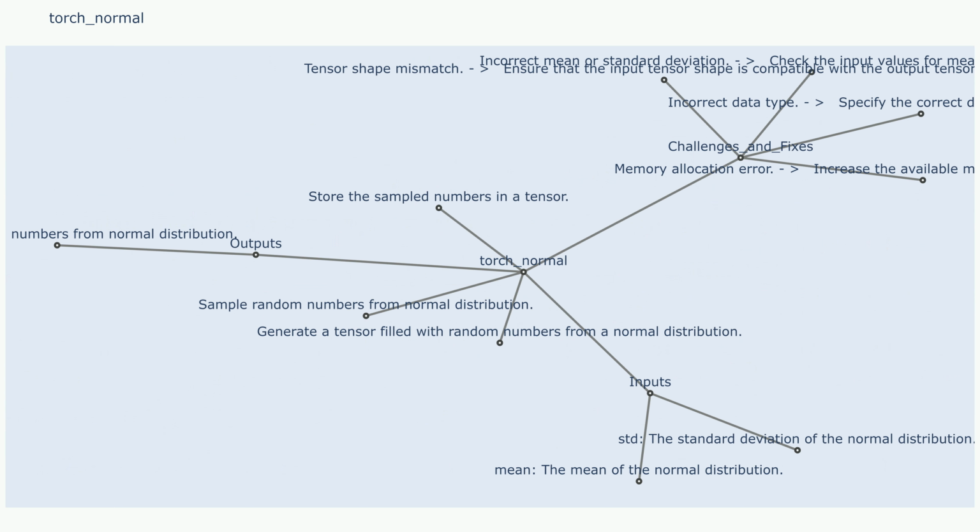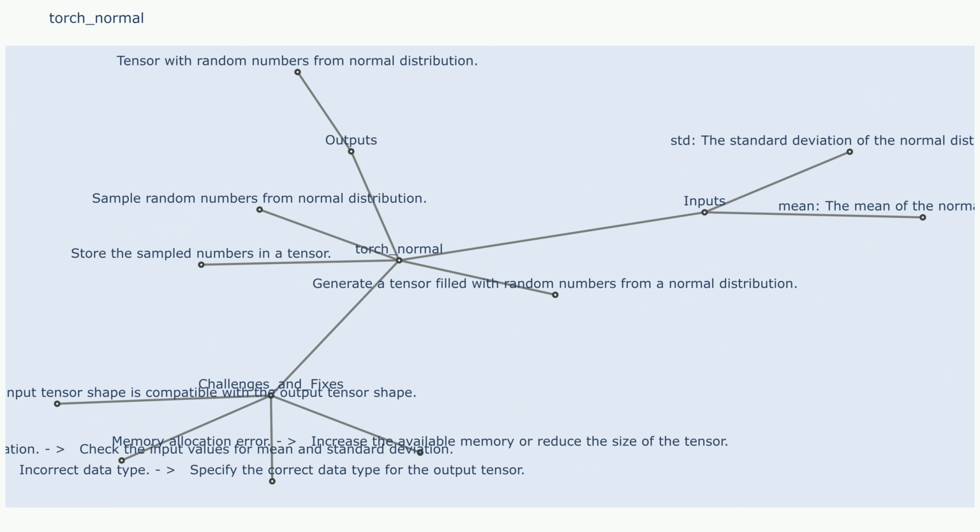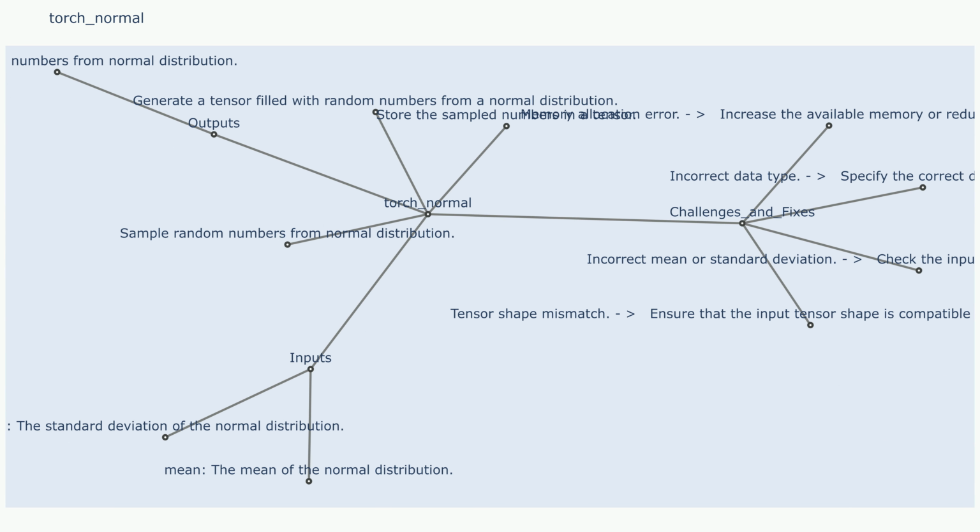You might need to generate random numbers with a particular shape, like a 2D matrix or a 3D tensor. Fix: you can achieve this by providing a shape to the mean input. If the mean is a scalar, the output tensor will have the specified shape. If the mean is a tensor, the output tensor will have the same shape as the mean tensor.